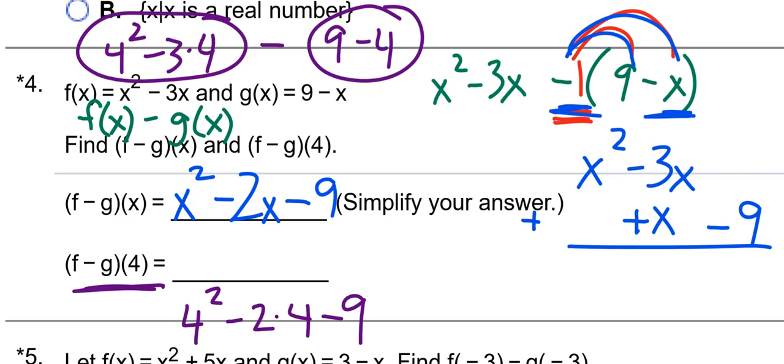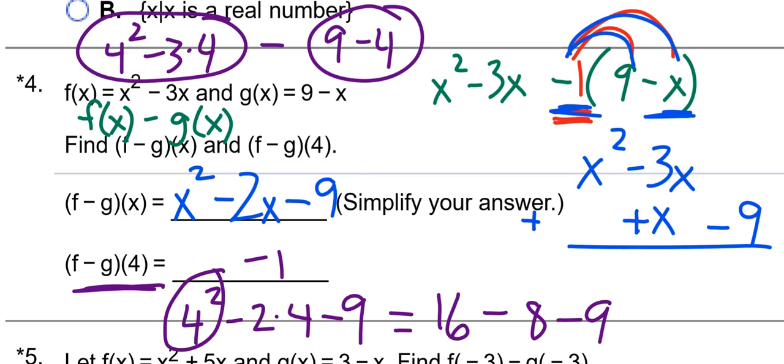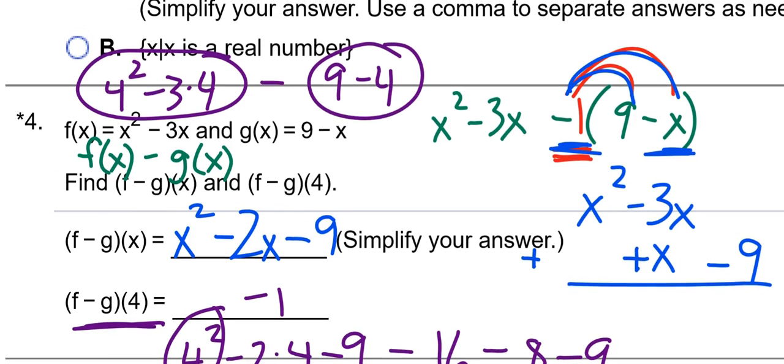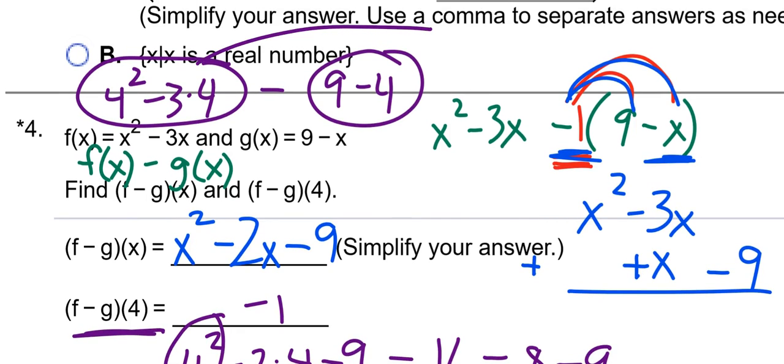Okay, so we end up with what? 16 minus 8 minus 9. What is 16 minus 8 minus 9? It is negative 1. And if you come up here and do the part at the top just to double check, that first one would be 16 minus 12, and the other one would be minus 5. And that also gives me negative 1. So we can double check our work by doing both of them.